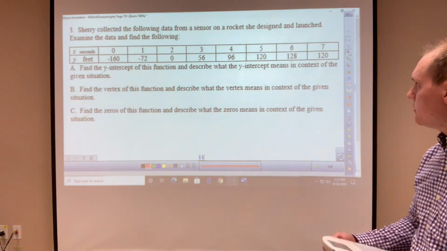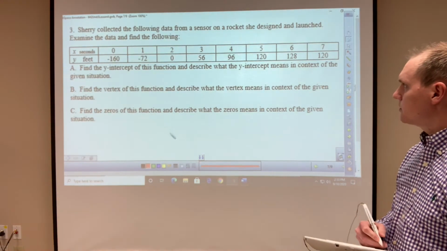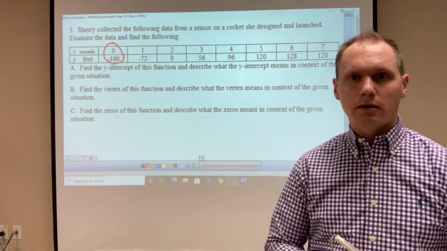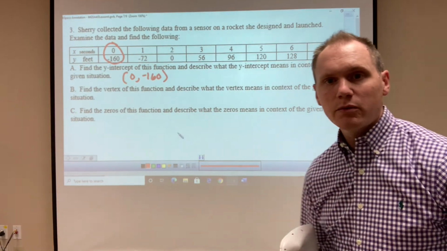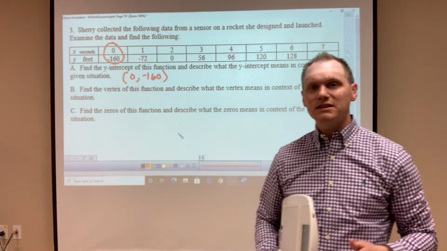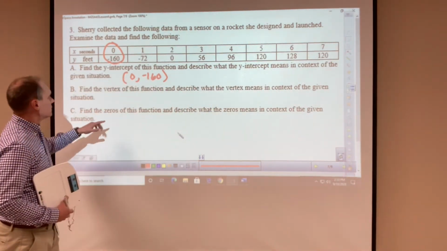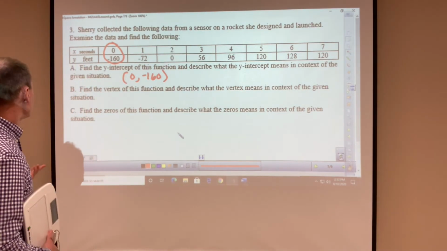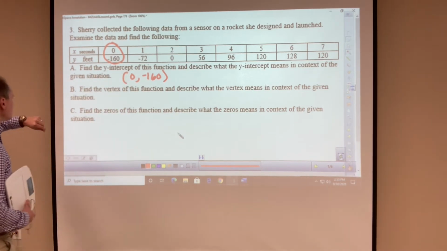All right, so in A, the y-intercept. The y-intercept is the y value when x is 0. So there's our y-intercept right there: 0, negative 160. That means that the rocket was launched 160 feet below ground level. So maybe it was launched from a bunker or something. All right, so that's our y-intercept and what it means in the context.